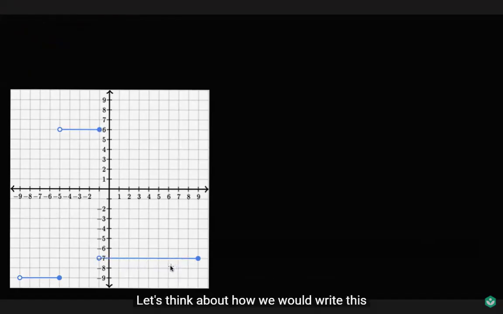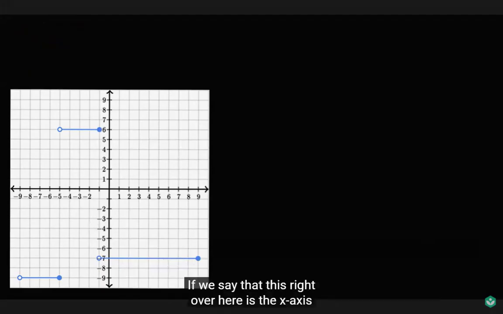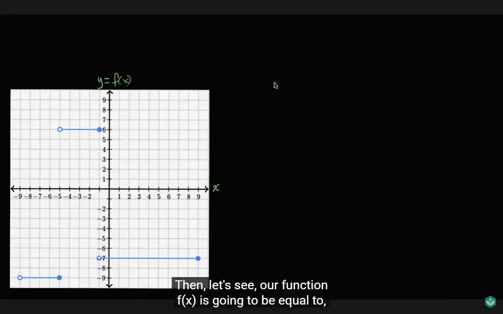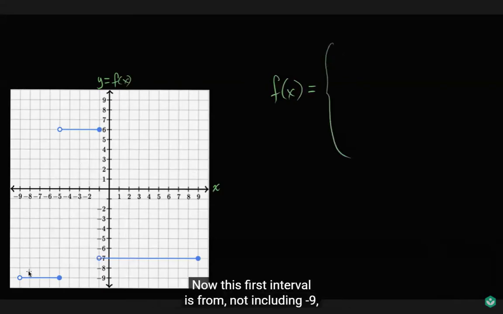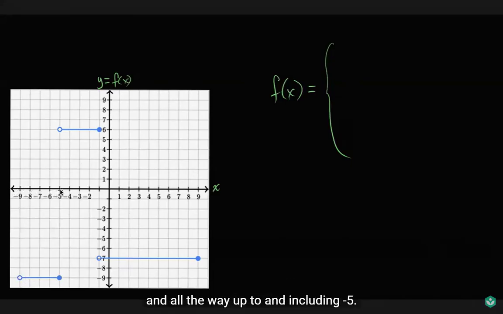So let's think about how we would write this using our function notation. If we say that this right over here is the x-axis, and this is the y, it is equal to f of x, then let's see, our function f of x is going to be equal to, let's see, there's 3 different intervals. Give myself some space for the 3 different intervals. Now, this first interval is from not including -9. I have this open circle here, not a closed-in circle. So not including -9, but x being greater than -9 and all the way up to and including -5. So I could write that as -9 is less than x, less than or equal to -5.